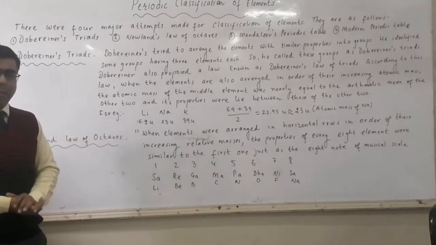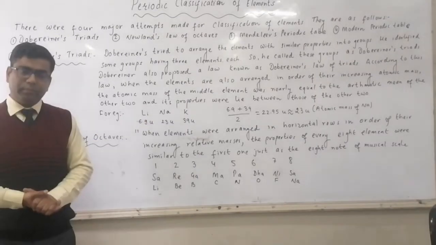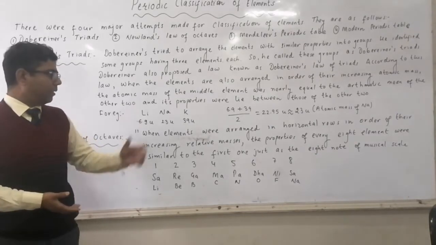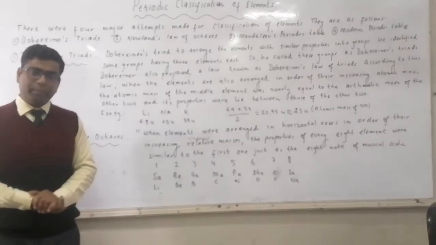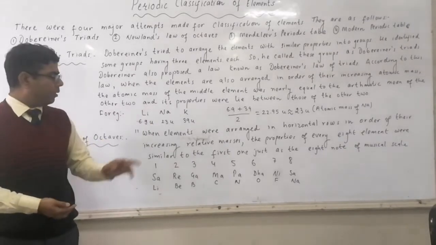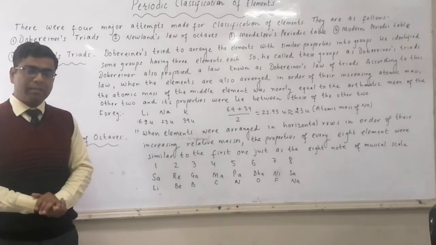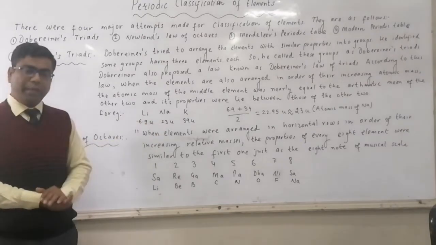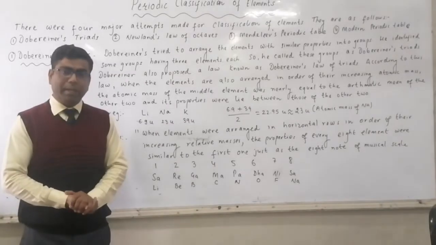For example, let us talk about lithium, sodium and potassium. It was a triad prepared by Dobereiner. It is the group of three elements: lithium, sodium and potassium, placed in the order of their increasing atomic mass. Lithium has atomic mass 6.9 U, unified mass. Sodium, its mass is 23 U. And potassium, its atomic mass is 39 U.